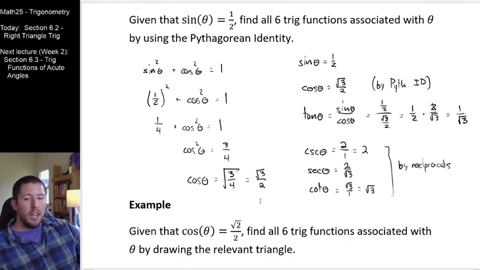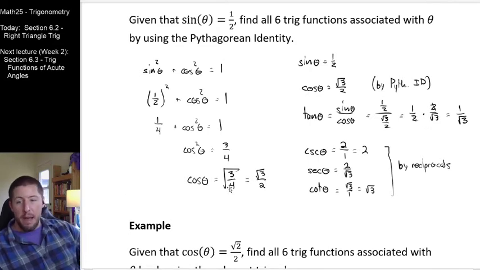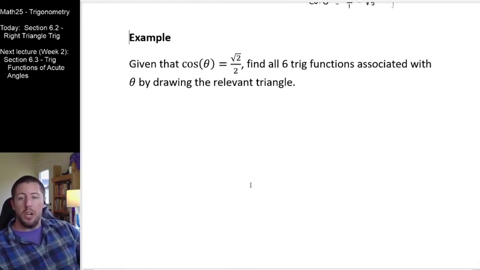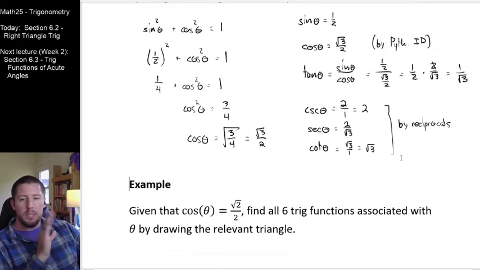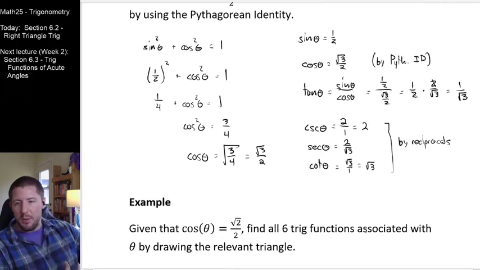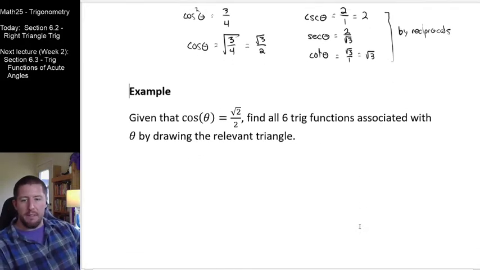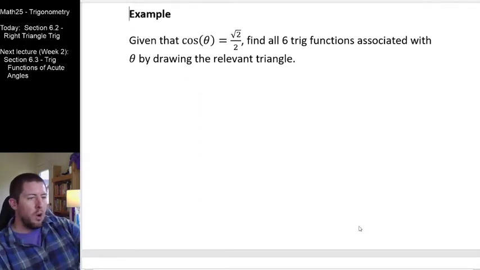So let's do a problem that looks a lot like this, but what I'm going to specifically do in this next problem is I'm not going to use the Pythagorean identity at all. I'm going to show you a different way that we can come up with these same types of values that are right here, right? So this problem is very, very similar. I'm giving you one of our trig function values, and I want to know all 6 of the trig function values associated with that same angle, right? So it's kind of the same problem, but I'm going to approach it with a different approach right here, all right? So the difference is I'm going to do this by drawing the relevant triangle. So I want to show you what I mean by that.